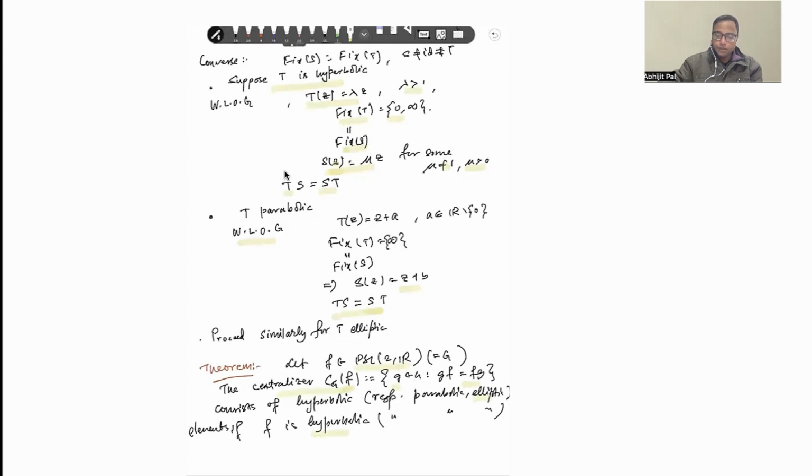Okay, so I'll stop here. We'll apply this to prove some algebraic properties of Fuchsian groups.